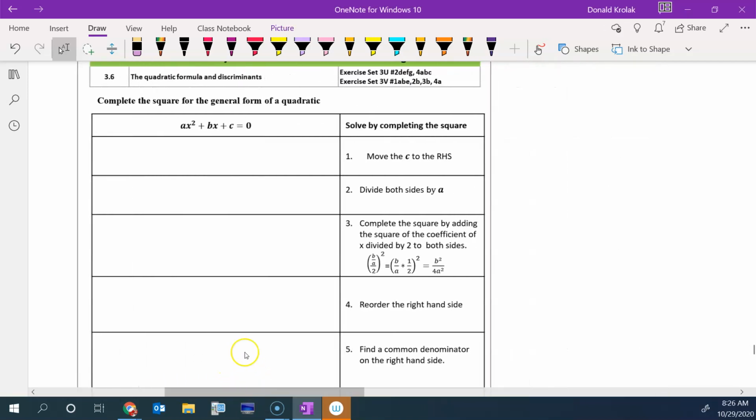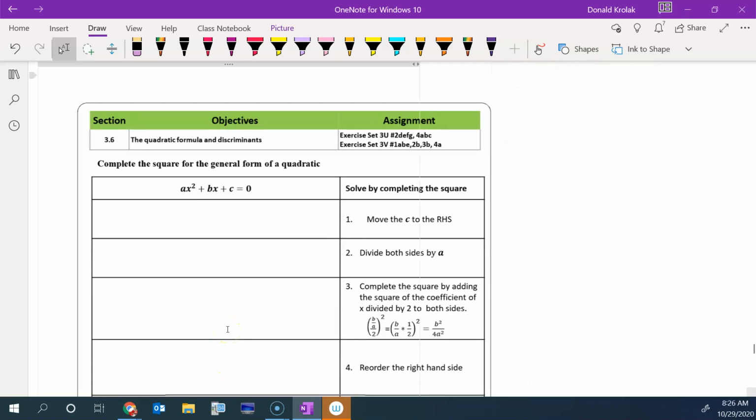So what we're looking at today is how to solve using the quadratic formula. And we're only going to get to this part. So this is the assignment, the 3U. Gentlemen, just 3U. We're going to do this the next day. All right, so quadratic formula.